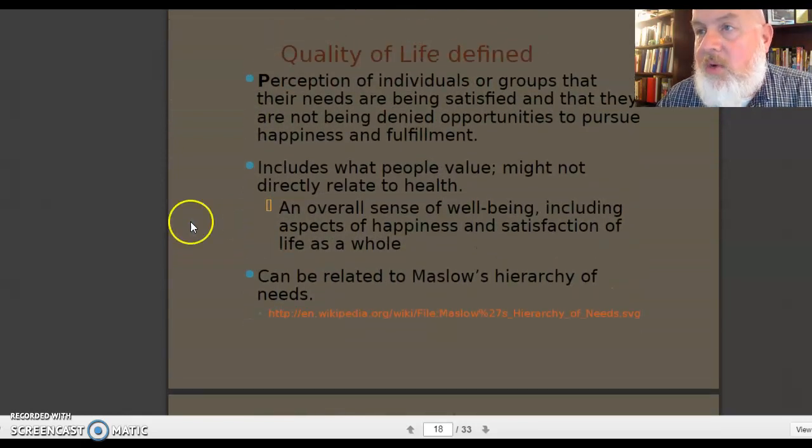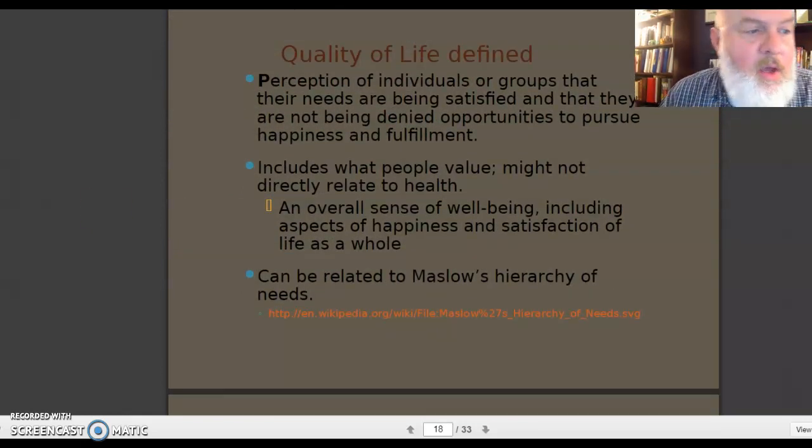And so when we think about quals, going back to that again, self-reported measures of physical and mental health may be problems and/or cultural needs of a given population. What's the perception of people? That's why you're talking to people within the community. Are their needs being satisfied? Are they not being denied opportunities? Can they pursue happiness and fulfillment? It's also going to include what people value. And sometimes these don't relate directly to health, but there's always ways to make connections with that. Overall sense of well-being.